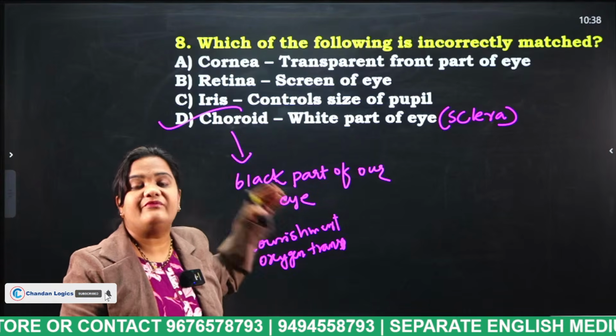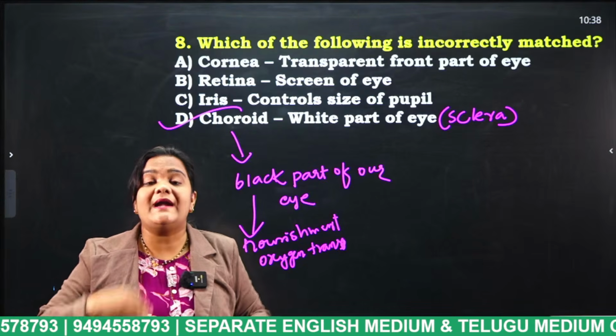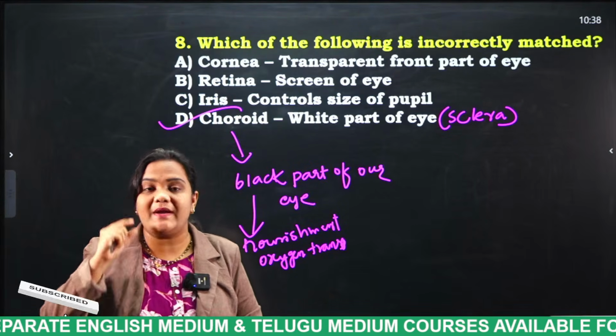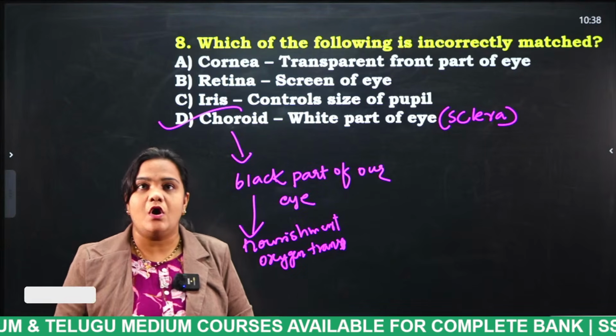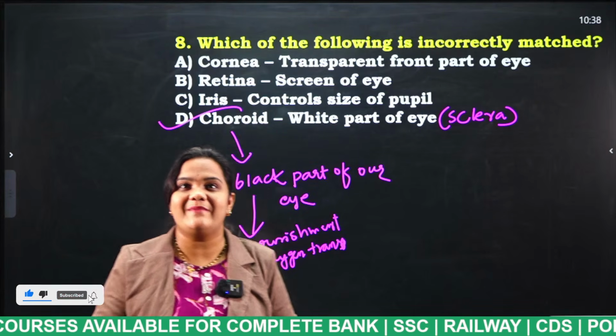So what is the function of this choroid, students? It will continuously supply the oxygen which is required by our eye, and it will also provide nourishment to our eyes. Okay? Is my voice okay now, or is it still the same?